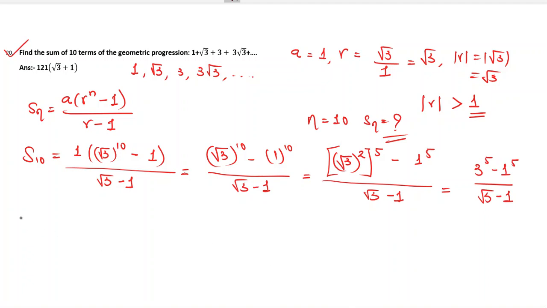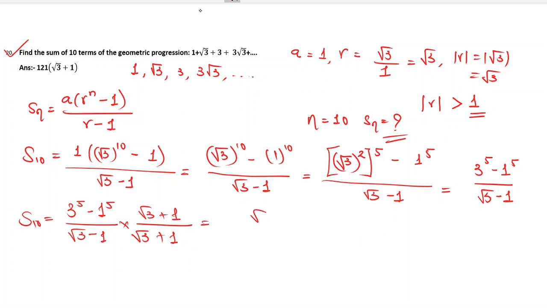Now I'm going to rationalize the denominator. So the sum of 10 terms becomes 3 raised to 5 minus 1 raised to 5, the whole upon root 3 minus 1, multiplied by root 3 plus 1 over root 3 plus 1, is equal to 3 raised to 5 minus 1 into root 3 plus 1, the whole upon root 3 square minus 1 square.